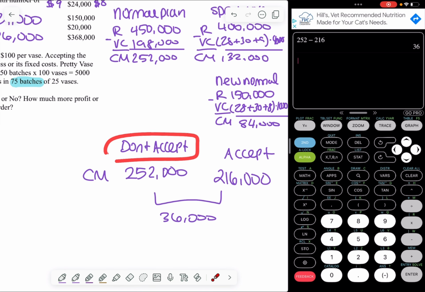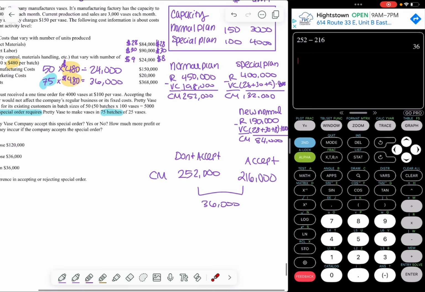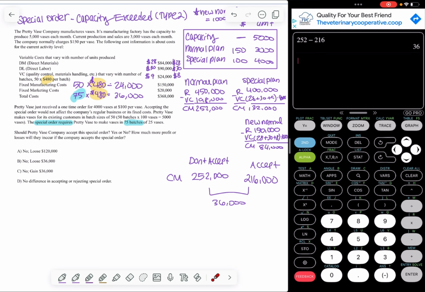Let's analyze this. If we don't accept the order, we're going to be making a contribution margin of 252. If we do accept the special order, we're going to be making less of a contribution margin, which is not good. So taking the special order will negatively impact our normal sales because we will be losing $36,000. So the answer is no, we should not accept the special order because we will lose $36,000, and therefore the answer is B.